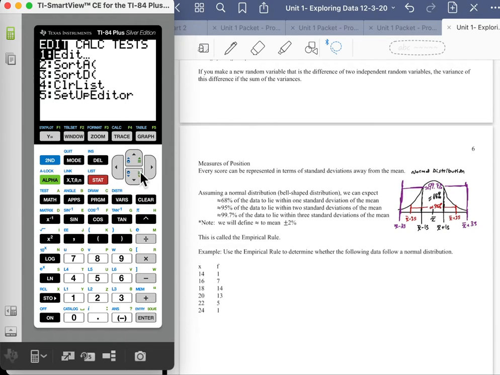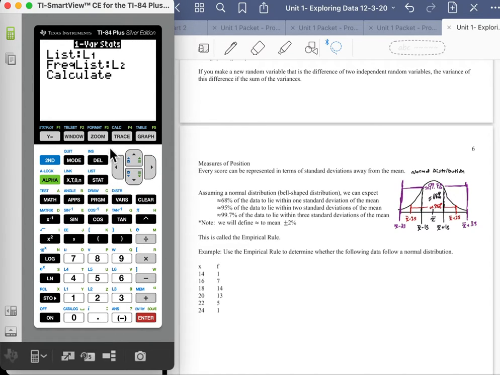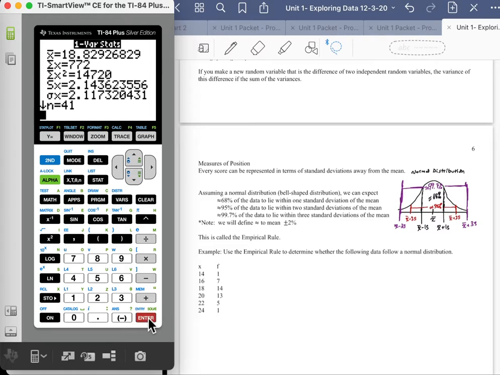Stat, calc, L1, L2. All right, because it's a frequency distribution. If it was not a frequency distribution, if it's just a raw list of data, then you'd wipe out the L2. You just hit clear on that, but it's not the case here.